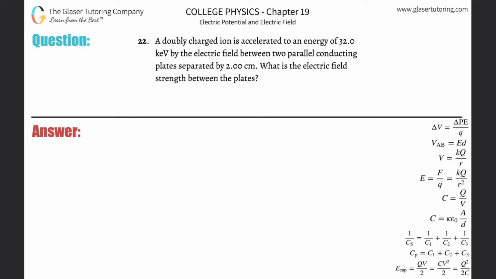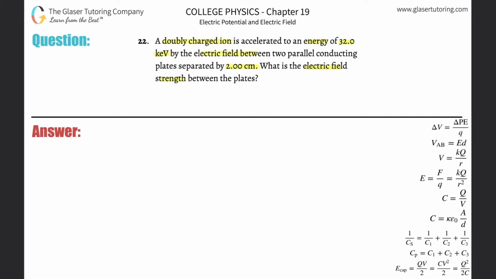Number 22. A doubly charged ion is accelerated to an energy of 32 kilo electron volts by the electric field between two parallel conducting plates separated by 2 centimeters. What is the electric field strength between the two plates?